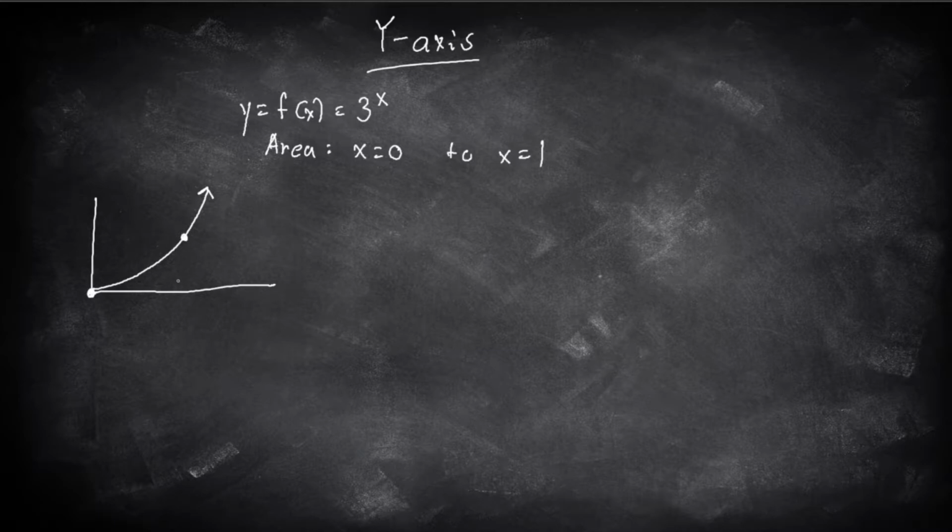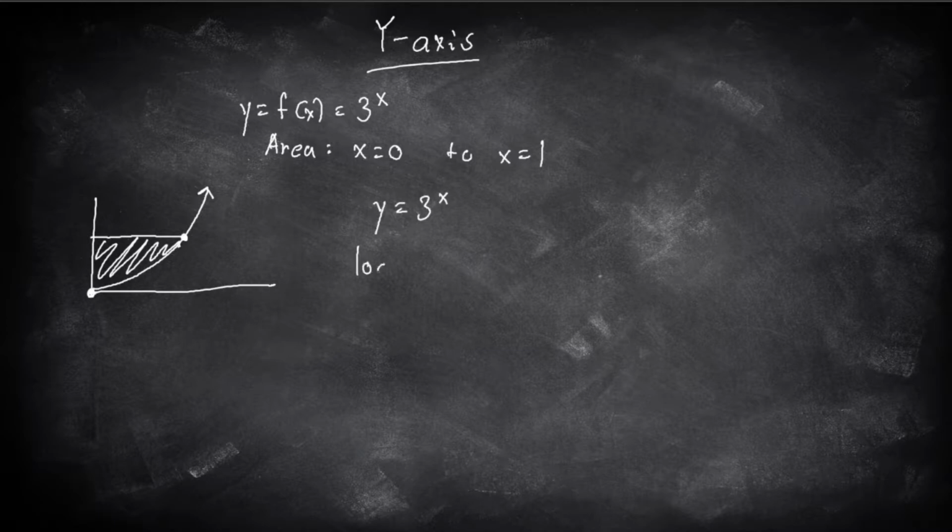Since we're taking respect to the y-axis, we're not taking this area. We're taking this area. So we're taking area like this, instead of when we're taking area in respect to x, we're taking area like this. Okay, so we have this area. Now the first thing we have to do is write it in respect to y. This is still in respect to x. So y equals 3 to the power x.